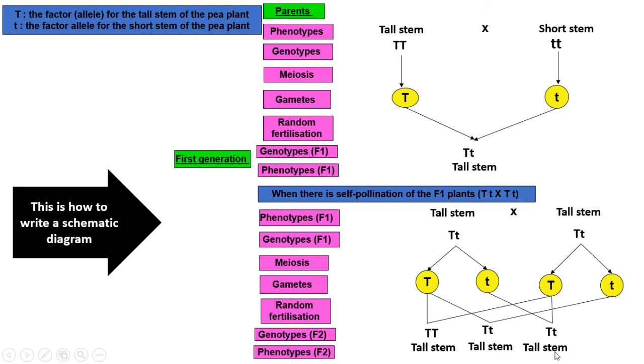So this is the result of F2. 3 tall stem to 1 short stem ratio. So tall stem is dominant, short stem is recessive. Okay, that's all. Thank you.